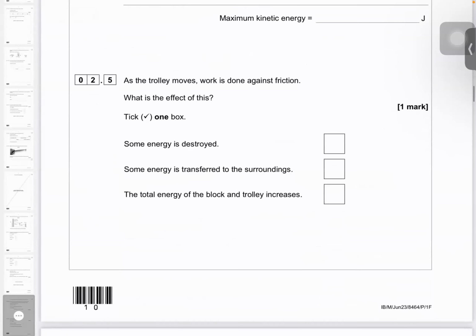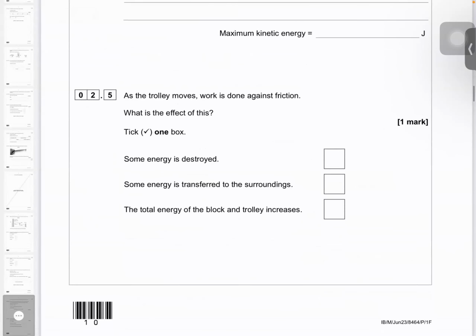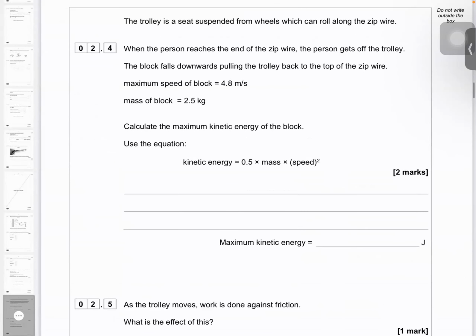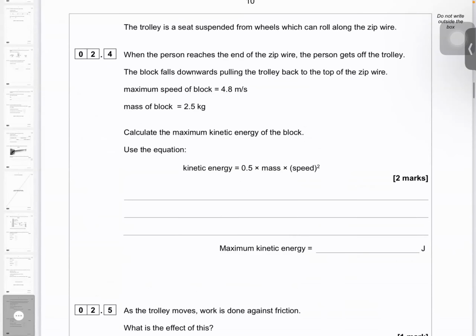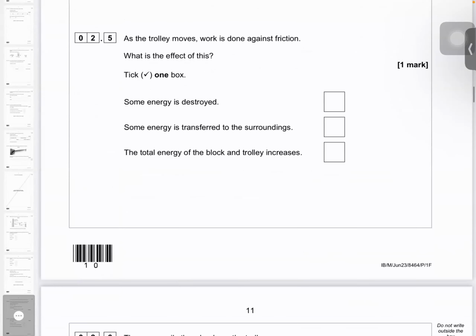Can you do that one that you skipped? Yeah, they give you an equation to use. Oh, okay. All right, okay.